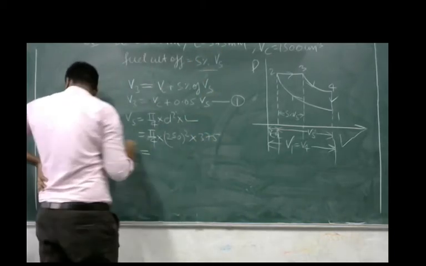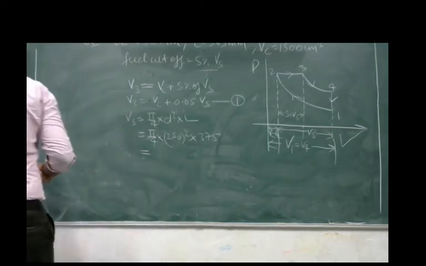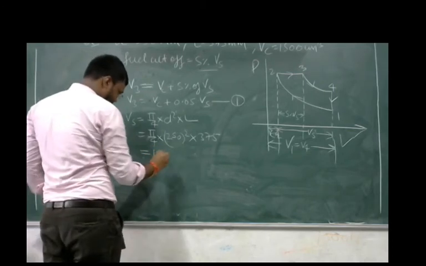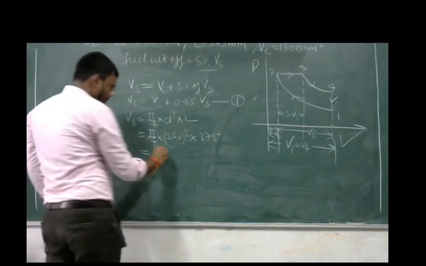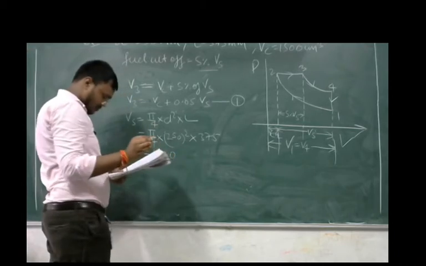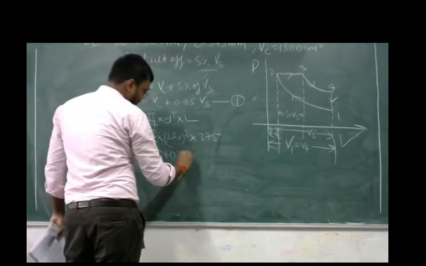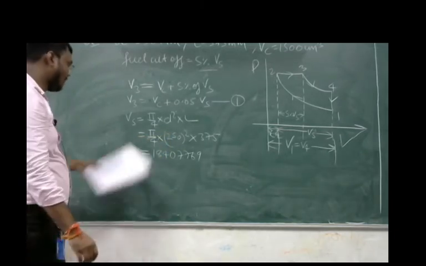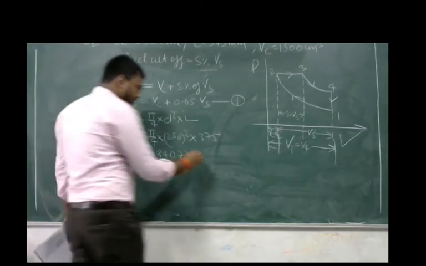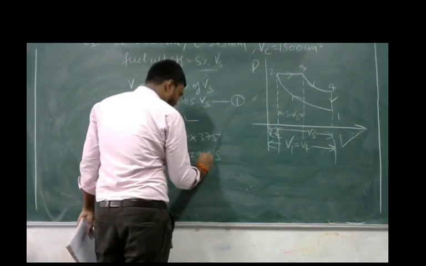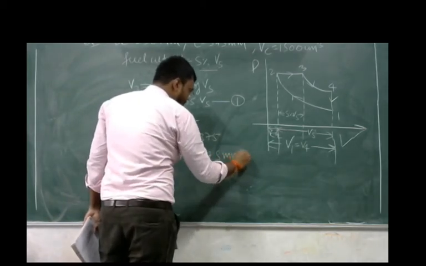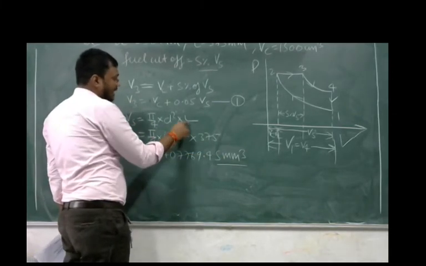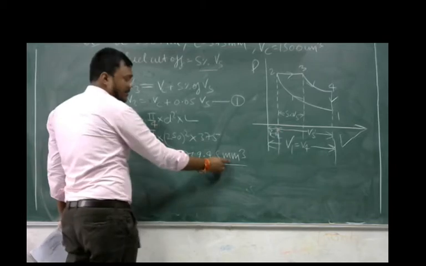The value will become 1840 7769.45 mm cube. You have to calculate this with your scientific calculator. Take care of the unit, because D and L are both in mm, so the unit will be mm cube.